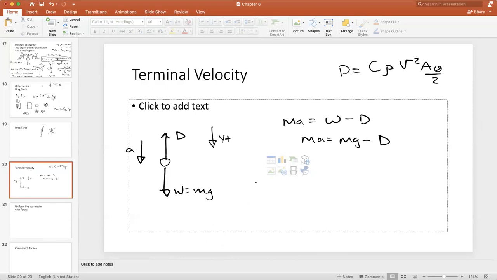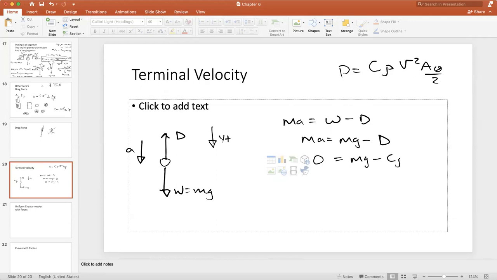Now, eventually you'll hit a point because as you fall, your velocity is increasing, which means your drag force is increasing, since your velocity increases the longer you fall. Eventually, you'll reach the point where these two things are equal and your acceleration becomes 0. So the longer you fall, the less your acceleration, until you reach a terminal velocity.